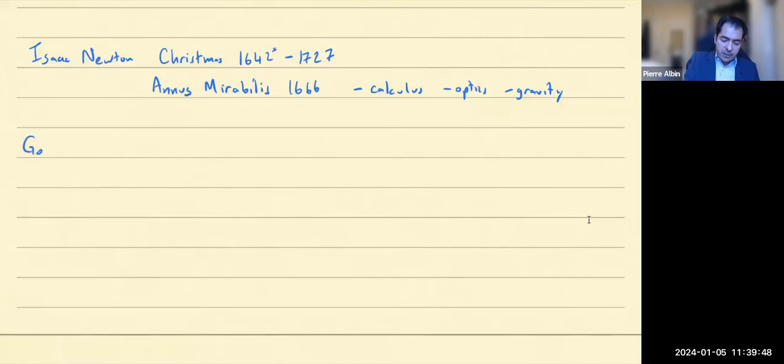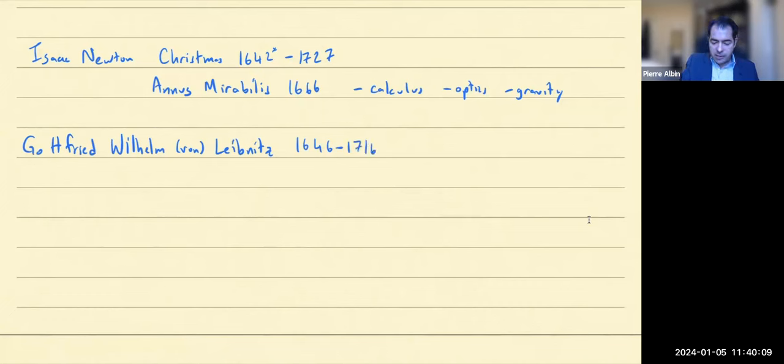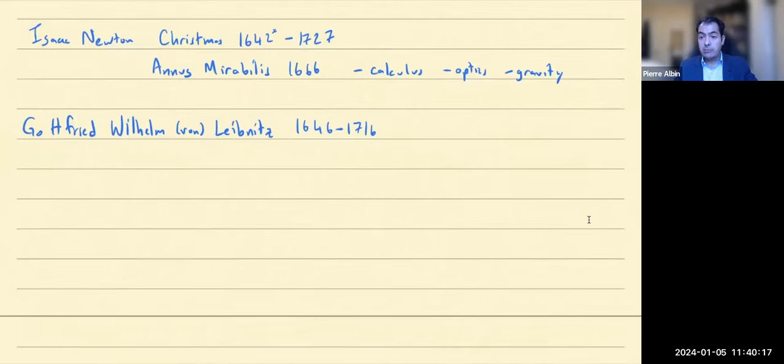So this is Gottfried Wilhelm von Leibniz, who was around from 1646 to 1716. I put the von in parentheses because von is used to denote nobility. And Leibniz was not noble, but he just at some point started calling himself von Leibniz, and some people went along with it.